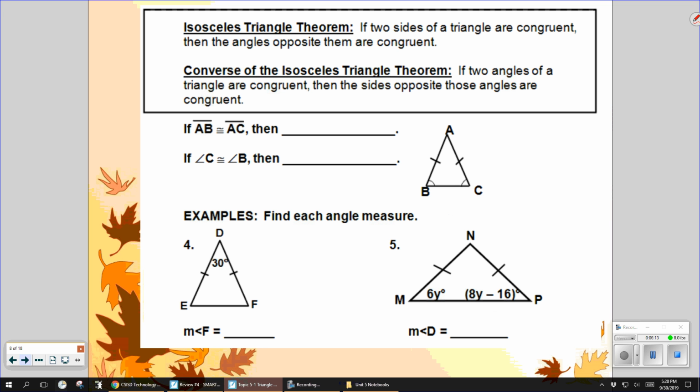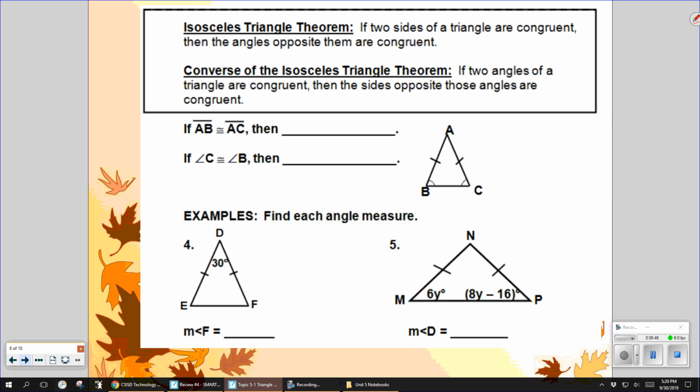So we have these two theorems based off of isosceles triangles. The isosceles triangle theorem tells us if two sides of a triangle are congruent, then the angles opposite of them are congruent. So our hypothesis is two sides of a triangle are congruent. If that's true, then we know the conclusion, the angles opposite of those are congruent. And the converse of that is when we switch the hypothesis and the conclusion. So if two angles of a triangle are congruent, then the sides opposite of those angles are congruent.